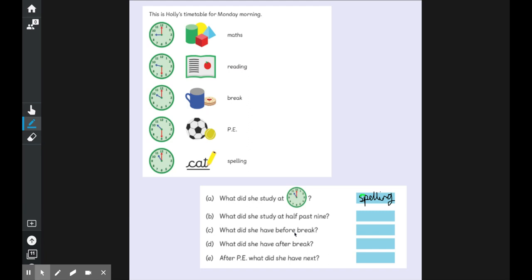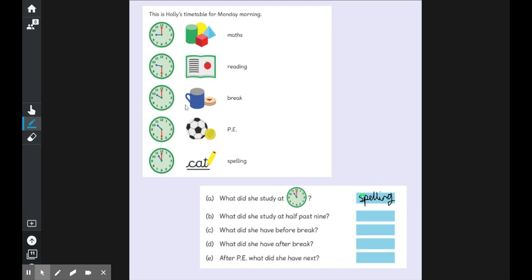The next question, what did she do before break? What does before mean? It means earlier than. It means that it happened in the one above break. It's already happened. So it's happened earlier than break. Break is here. What was she doing before that? It must have been reading.